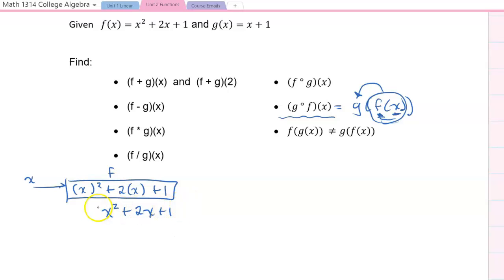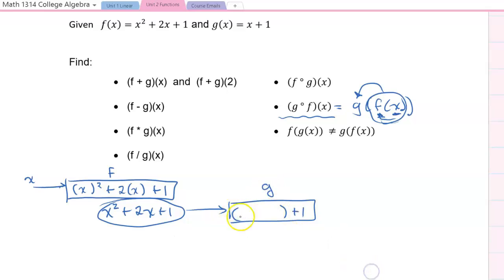Now let's insert this into the g function of parentheses plus 1, and the result is, in our parentheses, x squared plus 2x plus 1, and outside of our parentheses is plus 1. And this simplifies to x squared plus 2x plus 2.